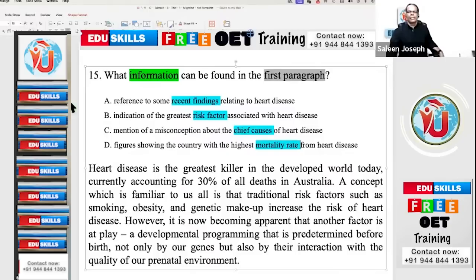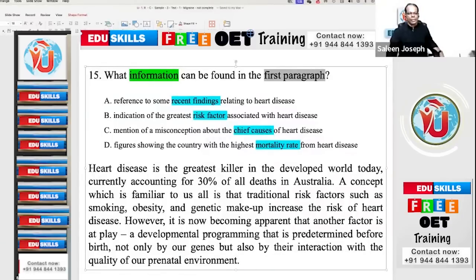So the concepts are these: findings, factors, causes, mortality rate, right? Heart disease is the greatest killer in the developed world today, currently accounting for 30% of all deaths in Australia. A concept which is familiar to us all is that traditional risk factors such as smoking, obesity, and genetic makeup increase the risk of heart disease. However, it's now becoming apparent that another factor is at play, a developmental programming that is predetermined before birth, not only by our genes, but also by their interaction with the quality of our prenatal environment.